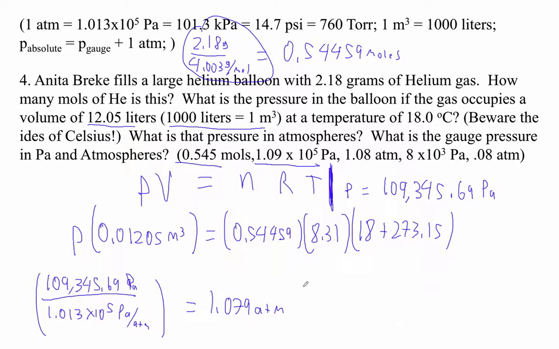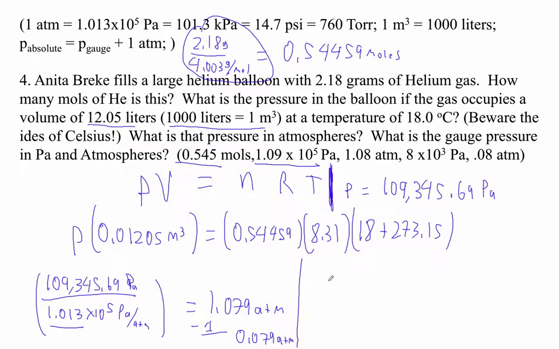And then it says, what's the gauge pressure in pascals and atmospheres? Well, it's easy to do it in atmospheres, right? If something's in atmospheres and they want the gauge pressure, just subtract an atmosphere, right? So the answer is 0.079 ATM, and that's gauge, right? It's 0.079 ATM above 1 atmosphere, okay? So there's that answer, and then we want to turn that into pascals. You subtract 1 atmosphere, and that gives you the gauge pressure, right?